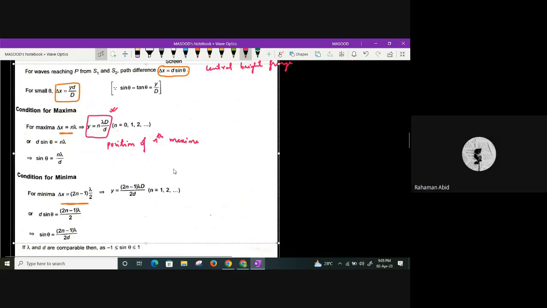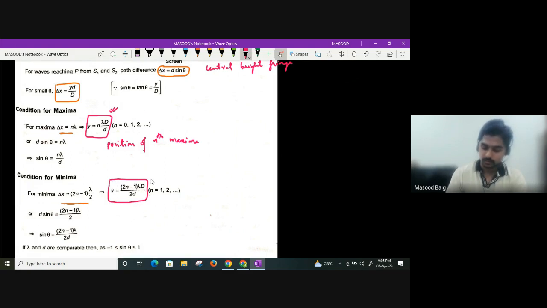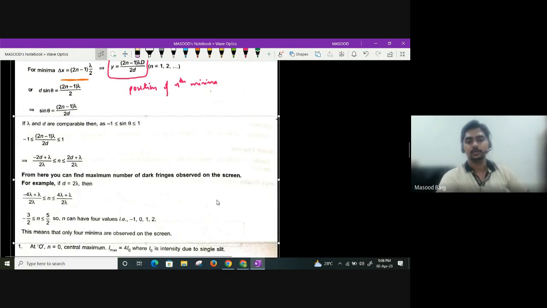In the same manner, these are the positions of the nth dark fringe. You should remember this: the position of the nth minima or nth dark fringe. So the positions of maxima will be n lambda capital D by small d, and the positions of minima will be (2n minus 1) lambda capital D divided by 2d.